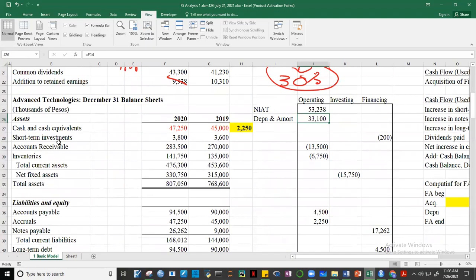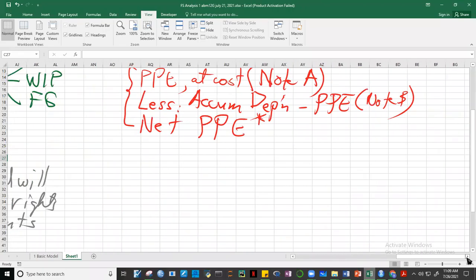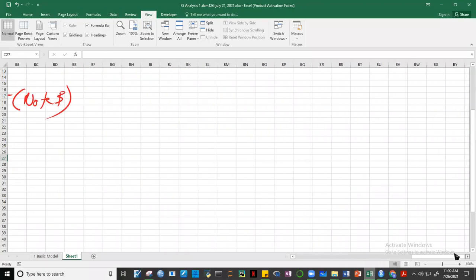So we also looked at the other accounts that impact cash. For example, short-term investments, it falls under financing. Nag-increase siya, ibig sabihin nag-invest tayo, kaya use of cash. Accounts receivable nag-increase, okay? Inventory nag-increase, which forms part of the operating activities, so it's a use of cash. Net fixed assets nag-increase, but that falls under investing. All right, so let's have a generalization. I-generalize lang natin guys para hindi tayo malilito kung source of cash ba o use of cash.